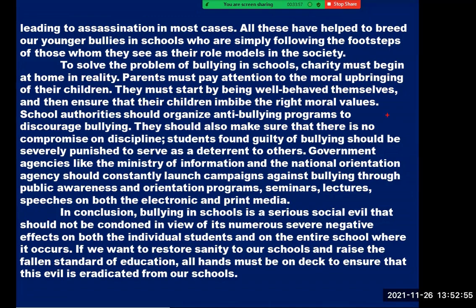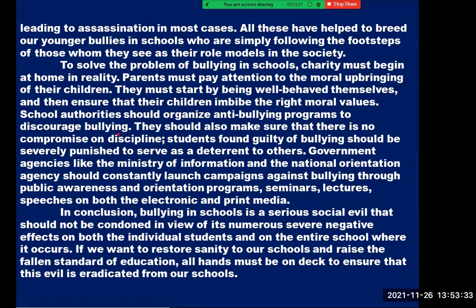You see, you have taken the first factor responsible and you have provided a solution to it. You started this composition by saying that some parents' inability to control their children is the reason why we have bullying in schools. So you are now saying that parents should address this issue. Okay. Then the next thing, school authorities should organize anti-bullying programs to discourage bullying.